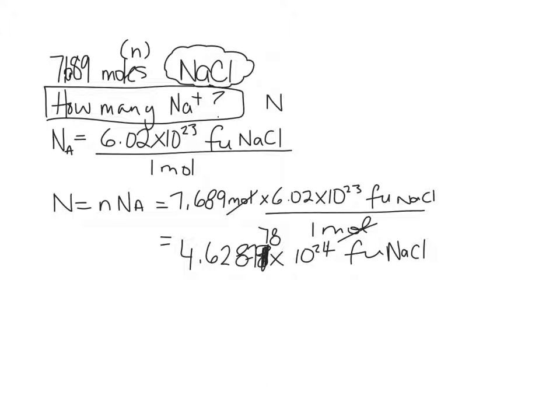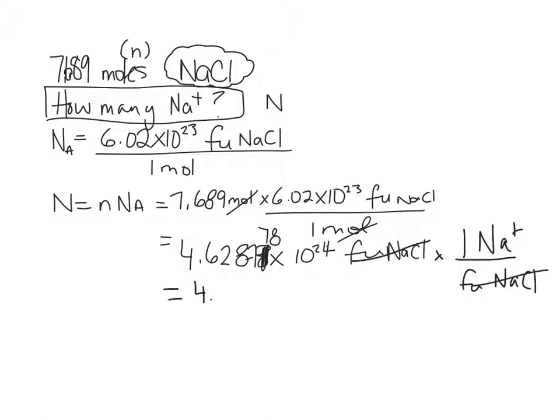Yeah. So, to get rid of this unit, formula unit, I need my formula unit to go on the bottom. And I need my number of sodium ions to go on top. There's one sodium ion for every one formula unit, like Marco just said. Formula units are going to cancel. One's on top, one's on the bottom. So we will have 4 point.